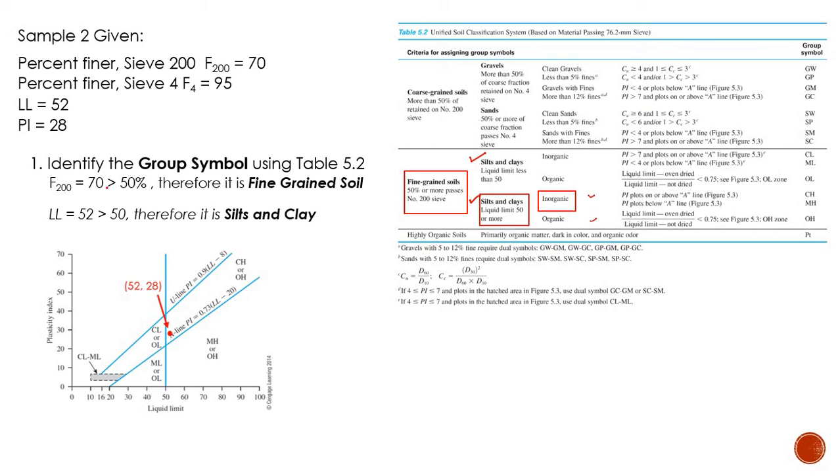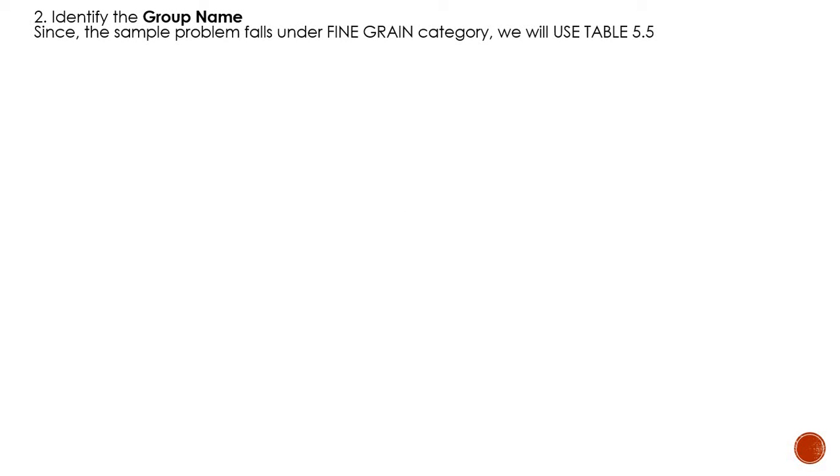Okay, so our plasticity index is 28. And then our liquid limit is 52. So if you are going to plot, this is our A line, so it is above A line. Therefore, our group symbol is CH. So next is to identify the group name.